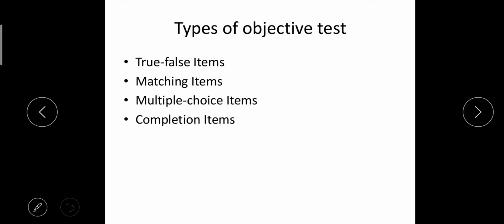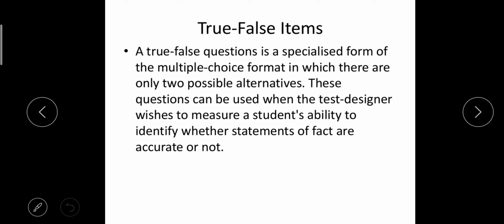Now I'll give you one example. Everyone knows about true false, matching items, multiple choice, and completion items, but completion means fill in the blank. Okay, but I'll still give one example of each as a revision. So first one is true false.